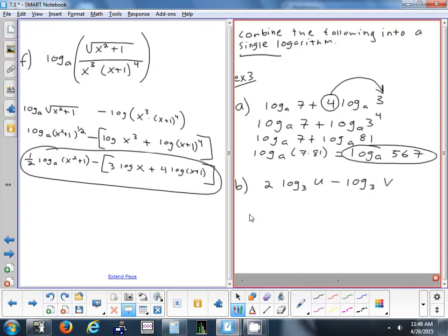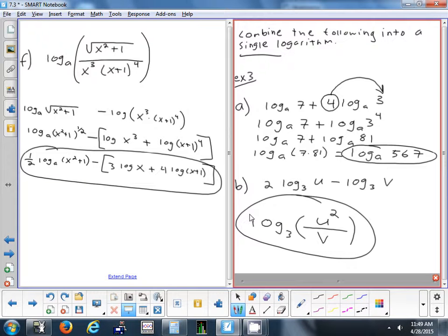What do you think the first thing you'd do here is? Let's see if we can do this whole problem in one step. What would you put back as an exponent? The 2 on which letter? The u. Okay, so you're going to have u squared. And now, what does subtraction mean? It means division. So originally you had division. What's going to go in the top? U to the second. What's going to go in the bottom? V. Done. That's the whole problem in one step.